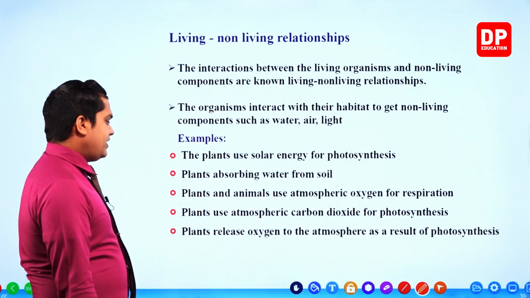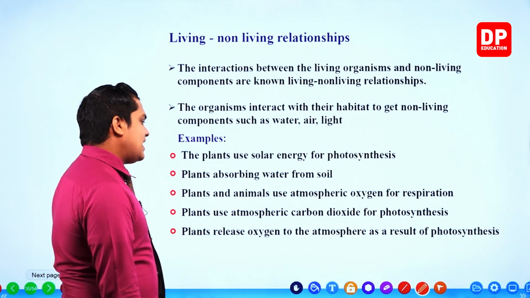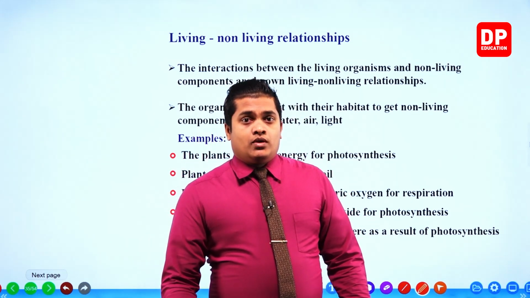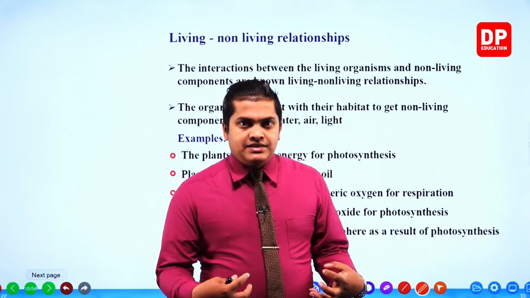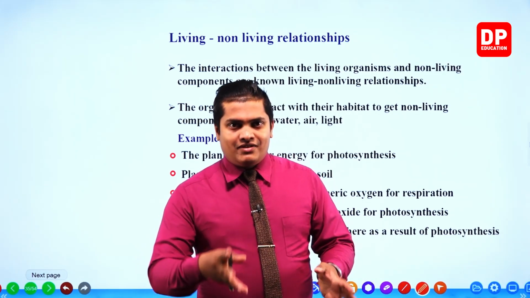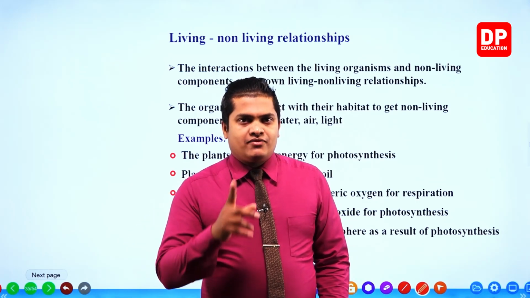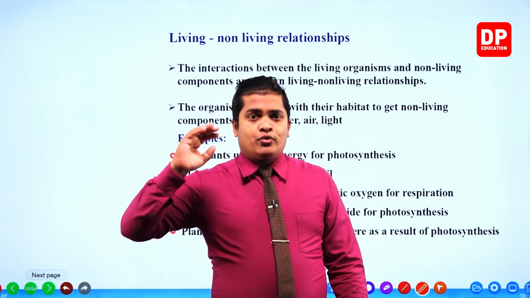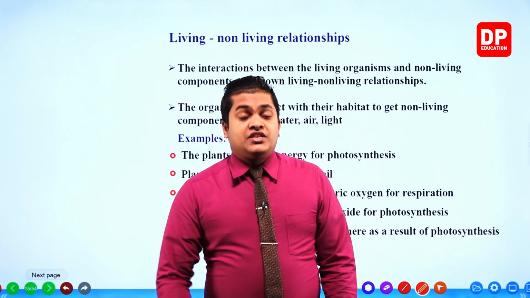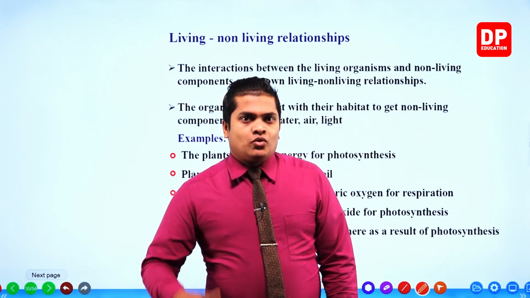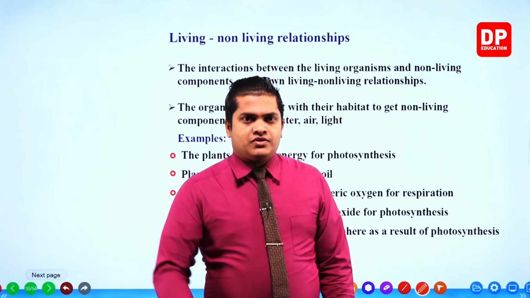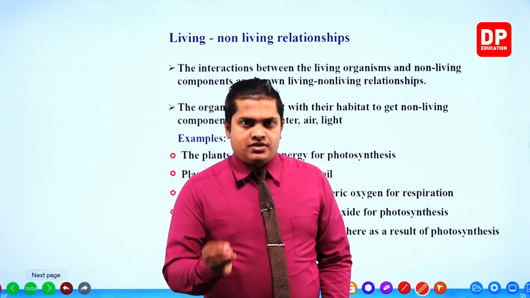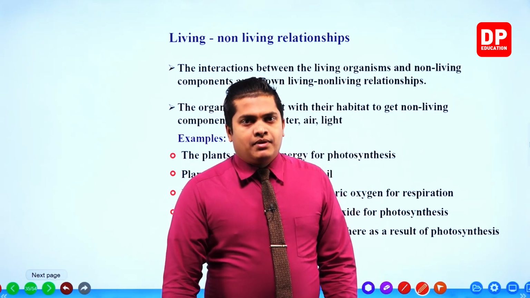Then the next one given, the final one: plants release oxygen gas to the atmosphere as a result of photosynthesis. Plants absorb carbon dioxide gas during photosynthesis, a living, non-living relationship. And in the opposite direction, upon absorbing carbon dioxide during photosynthesis, they also release oxygen gas, which is also a non-living component. So the release of oxygen gas after photosynthesis can also be considered as a living, non-living relationship, my dear children, because oxygen is a non-living component and the plant is living.